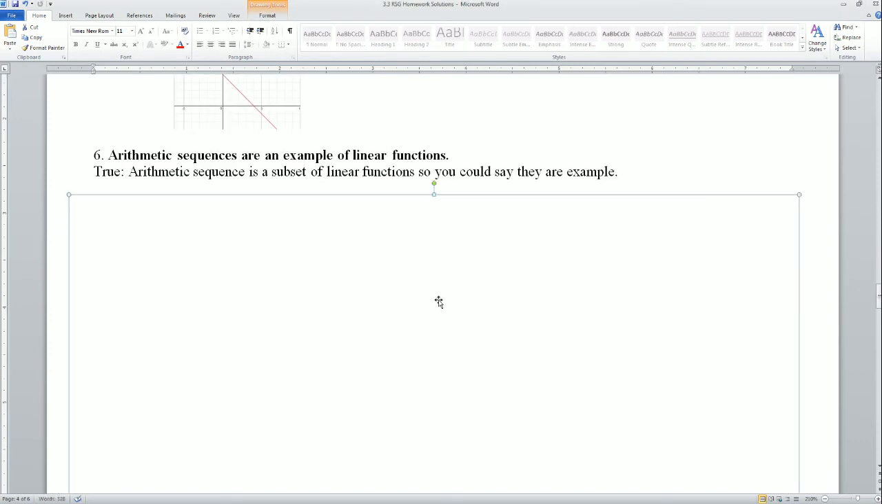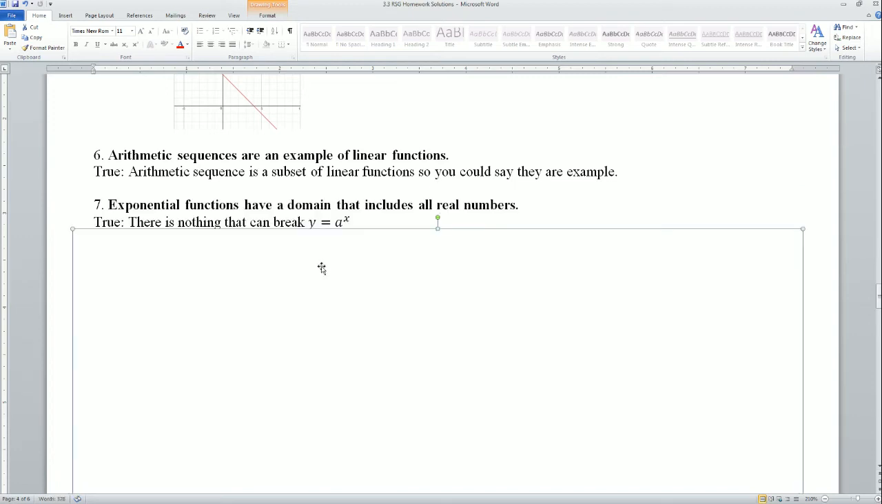Arithmetic sequence is an example of a linear function. This is somewhat true. An arithmetic sequence is actually a subset of all linear functions, so you could say that they are an example, right? It's just that sequences have finite domains, and linear functions contain all real numbers.